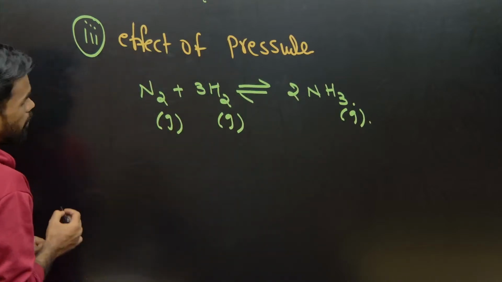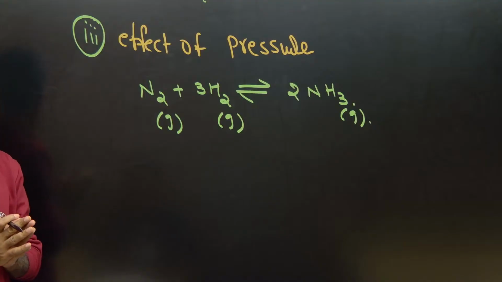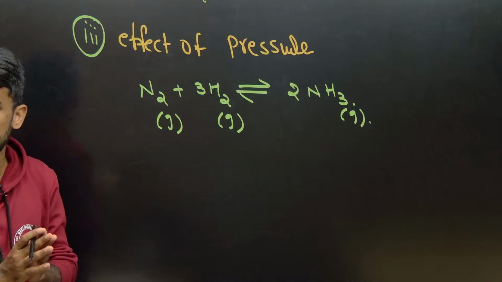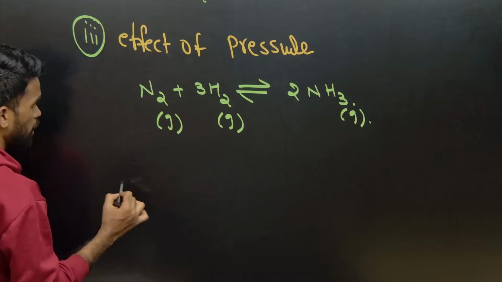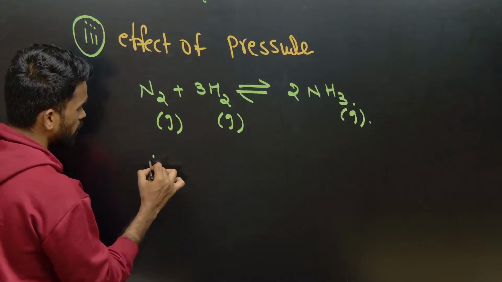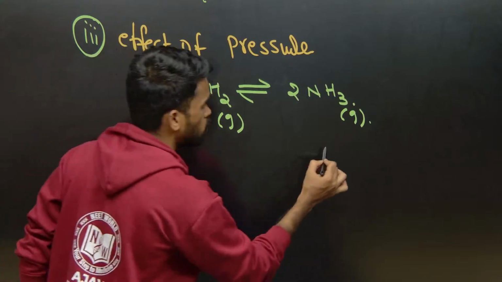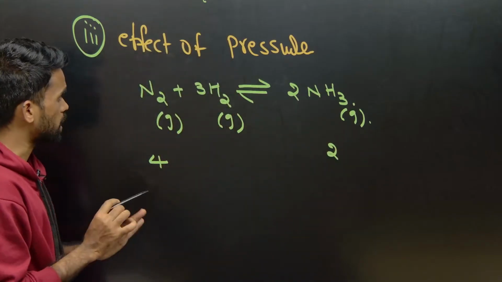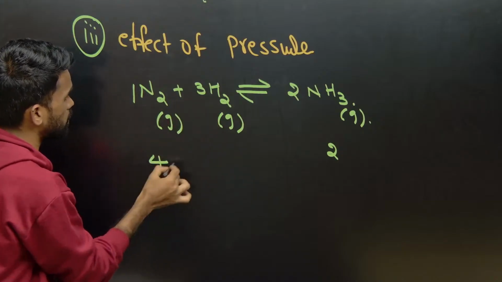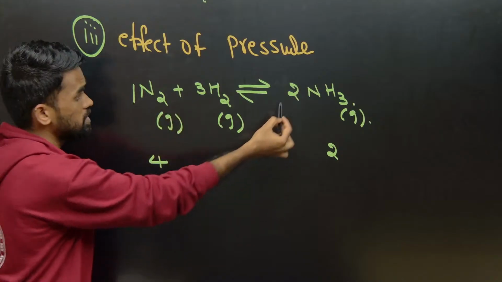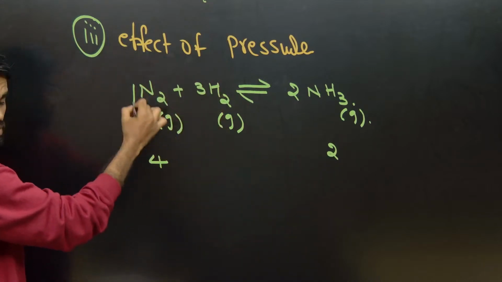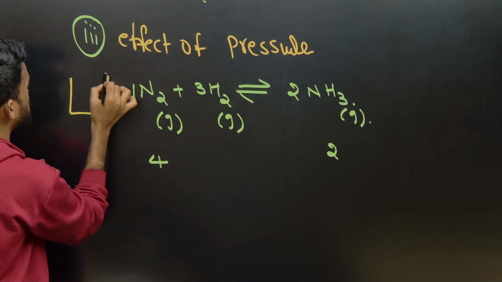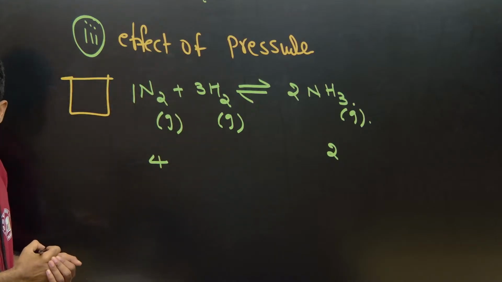We know ideal gas, there will be an effect of pressure on gases only, there is no effect on solids. So the effect of pressure will be seen in the case of gases only. Initially, for example, I have 4 here and 2 here. Consider the total gaseous reactants: 3 plus 1, 4 on this side, and only 2 on this side. Now the equilibrium will be established in a closed container.